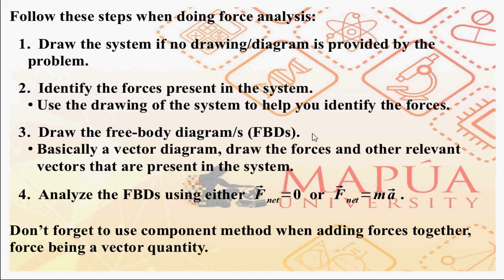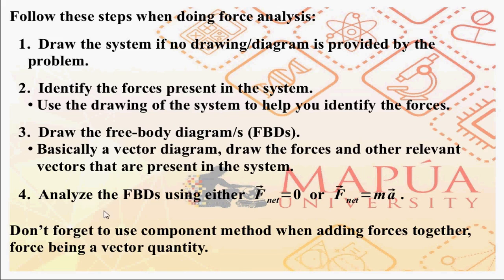Consider each object to have its own free body diagram. So if there's only one object in the system, then there's only one free body diagram for you to draw and analyze. If there are 2 objects in the system, then that means 2 sets of free body diagrams are needed. One free body diagram for object 1 and another free body diagram for object 2, and so on.